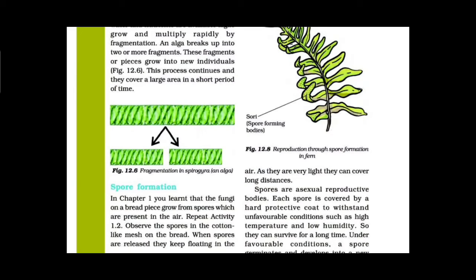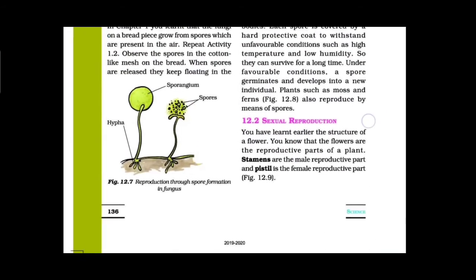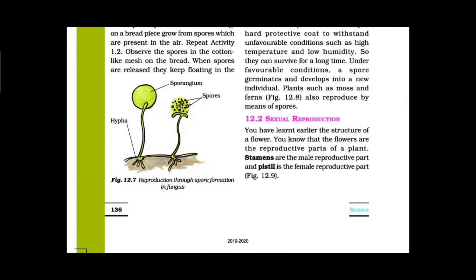Okay. Then sexual reproduction in plants. The structure of a flower. The flowers are the reproductive part of the plant. Stamens are the male reproductive part and the pistil is the female reproductive part. Okay, the structure of flower. We already studied that the flowers are the reproductive part of the plant. Stamens are the male reproductive part and pistil is the female reproductive part.